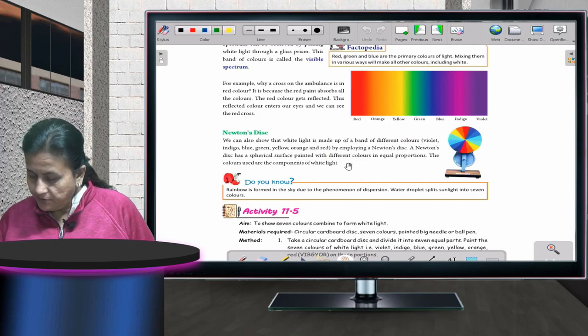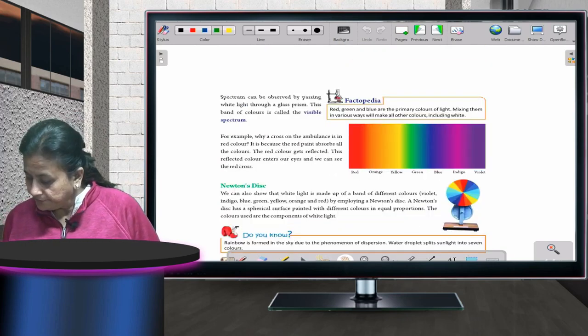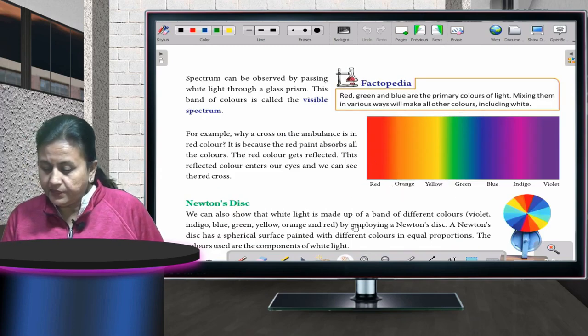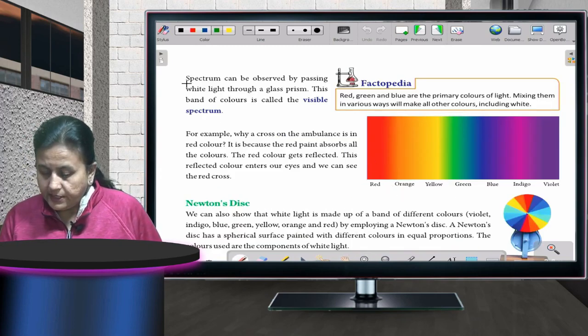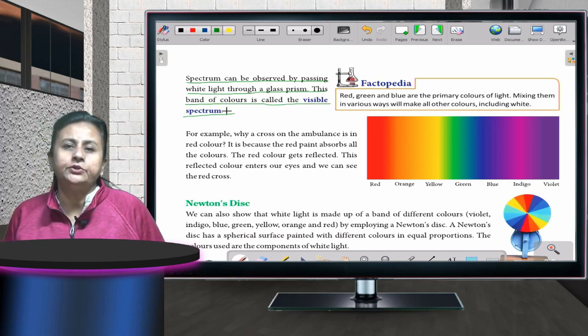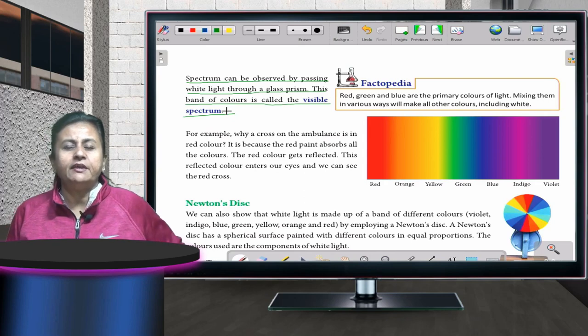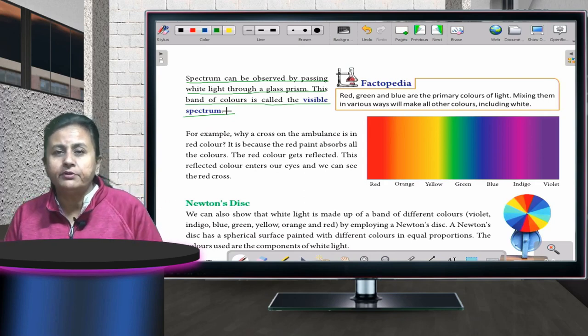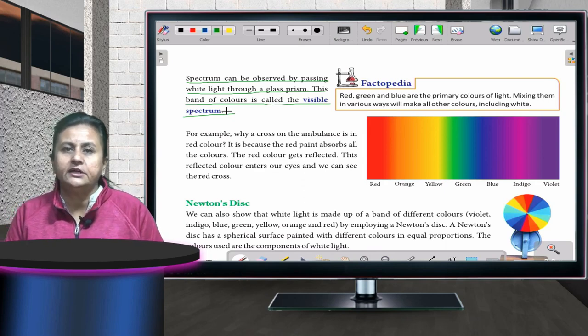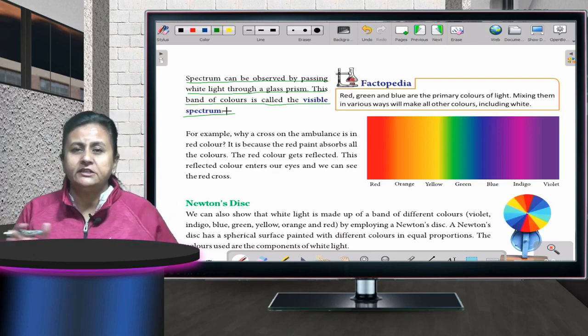Can you all see? Fine now. A spectrum can be observed by passing white light through a glass prism. This band of light is called the visible spectrum. As I told you, there are 7 colors, and whenever this light passes through the prism, it splits into these 7 colors. Actually, the sunlight is white in color, but when it passes through the prism, all the colors get separated.